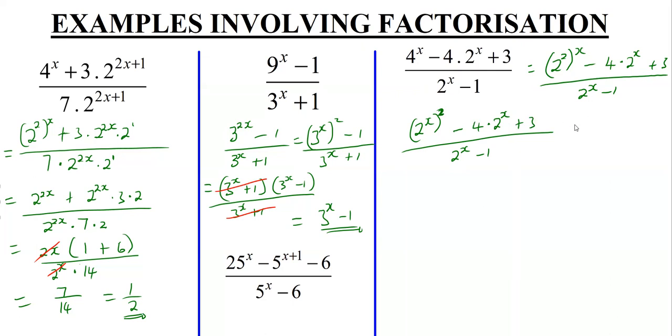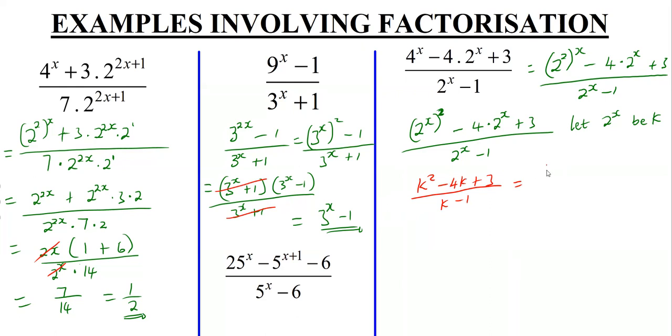So let's just make it easy for you. Let 2 to the power of x be k. So here it's going to be k squared minus 4k plus 3. Okay. On top one. Can you see that? Then here we can just say it's going to be k minus 1. So now on top here, you simplify, you factorize this one here.